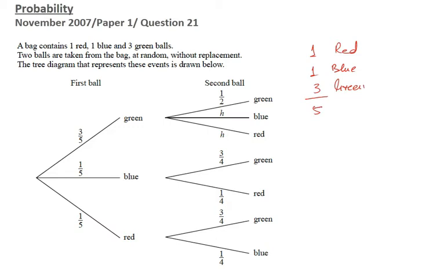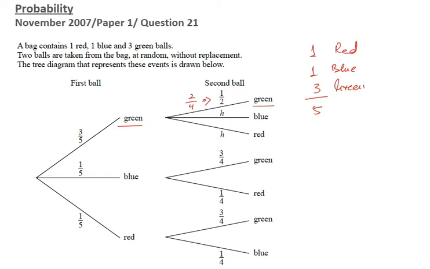The tree diagram that represents these events is drawn below. So here for the first ball, the probability of green is 3 upon 5 as we are having 3 green balls. The probability of blue is 1 upon 5 and the probability of red is 1 upon 5. Now if the first ball is green and then again we have green balls, so we will reduce both numerator and denominator. So it will be 2 upon 4 and then when we simplify it, it's 1 upon 2.